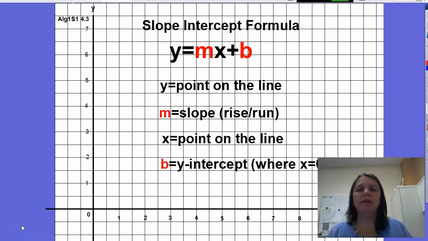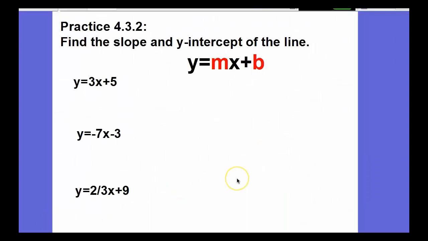And slope is defined as rise over run, which is your change in your y divided by your change in your x. And b is the y-intercept, which is where x equals 0, typically where the line crosses over the vertical or the y-axis. Before we start trying to graph, you need to be sure you understand how to find the slope and the y-intercept of the line.